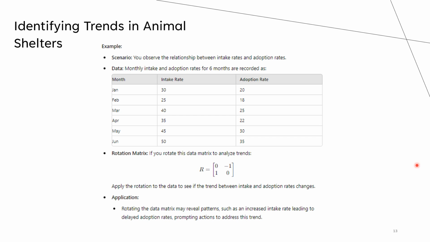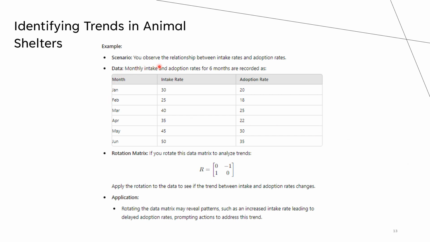Another application is identifying trends in intake and adoption rates. By rotating data matrices, we can uncover patterns. For example, rotating the matrix of monthly intake and adoption rates might reveal that increased intake rates lead to delayed adoptions. This insight can drive strategies to improve adoption rates.